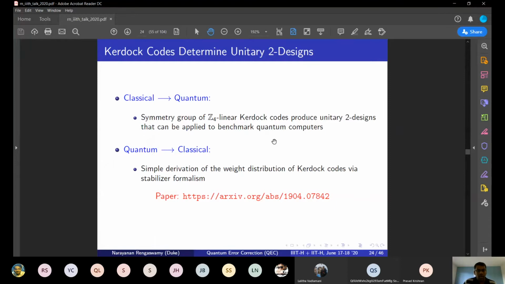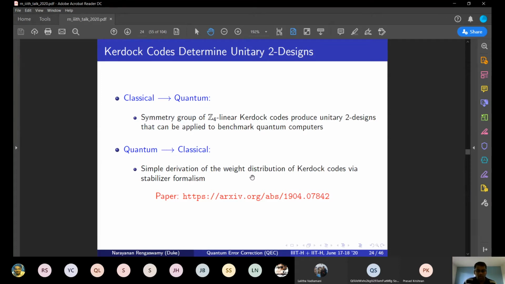And in the same paper, I like this derivation a lot. We were able to use the stabilizer formalism, which I just introduced to you, these code projectors and these commuting Pauli matrices, to write a half-page proof for deriving the weight distribution of Kerdock codes. If you look in, for example, the textbook by MacWilliams and Sloane, there's a long derivation for the weight distribution. But once you get accustomed to the basics of this formalism, it's possible to derive the weight distribution very nicely.